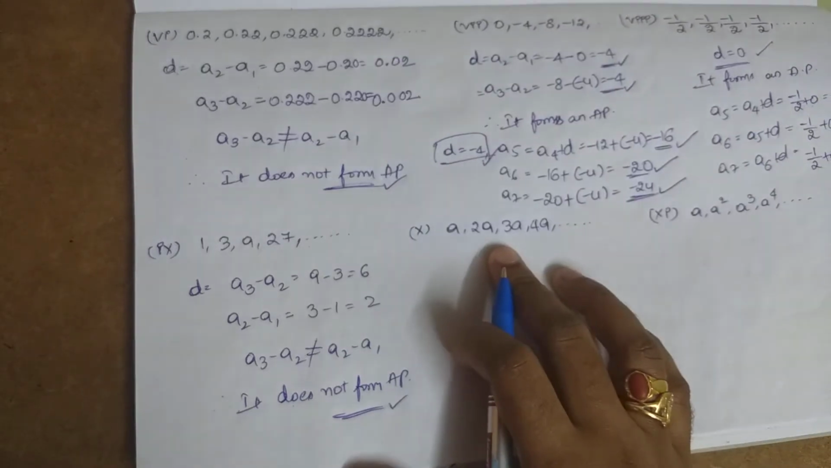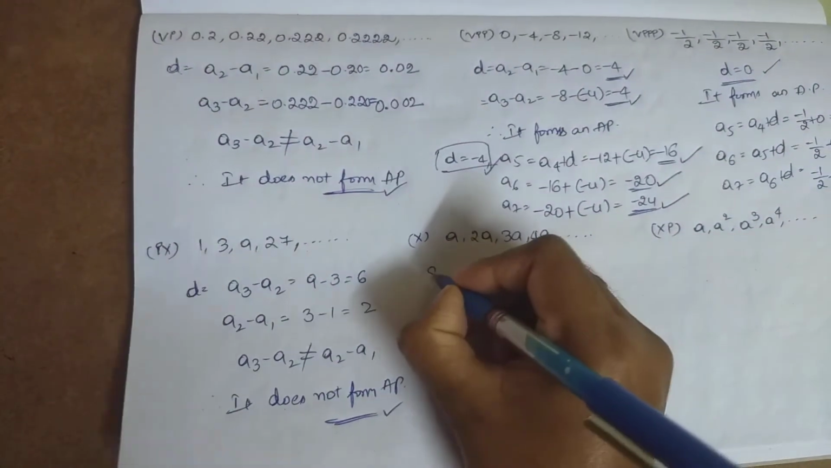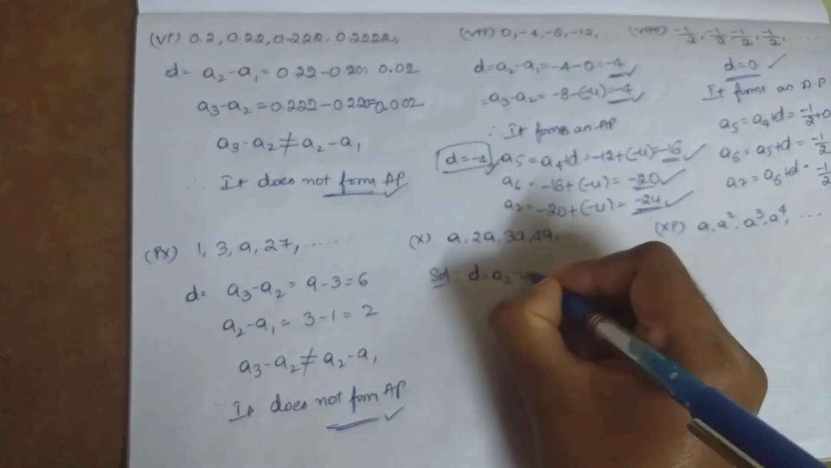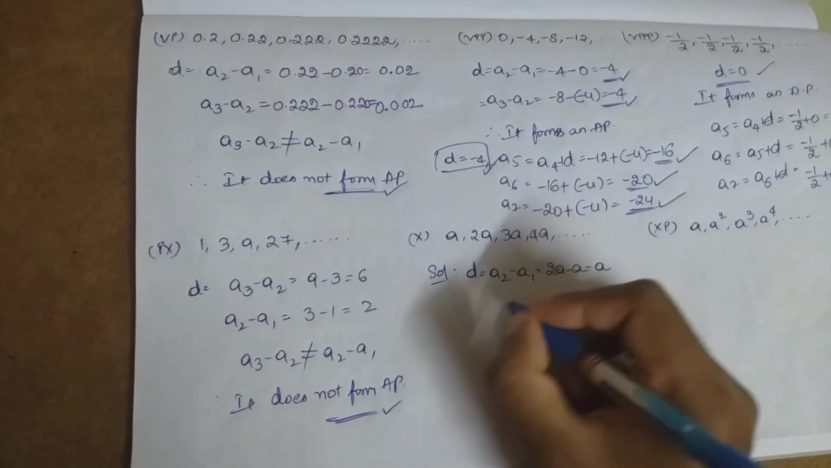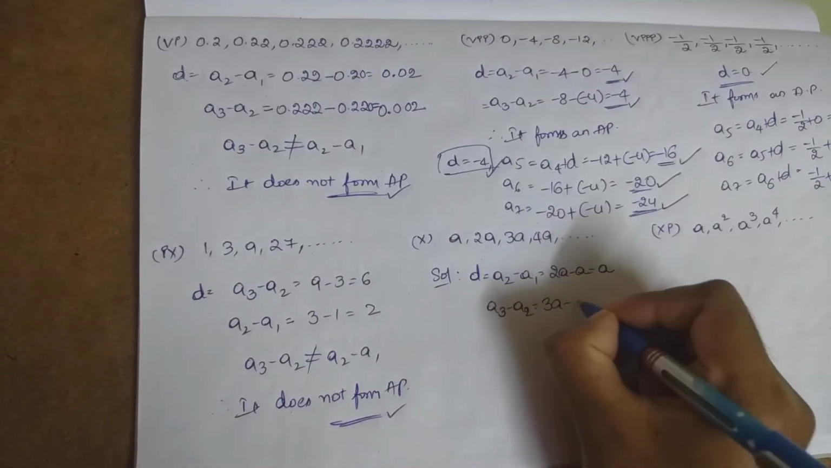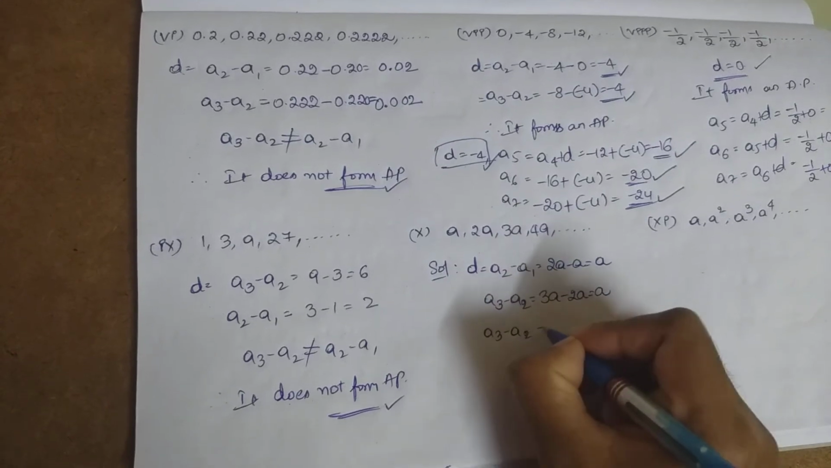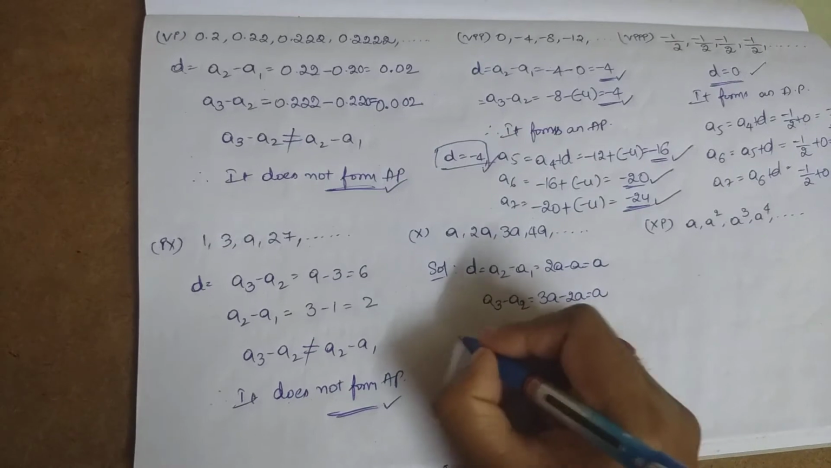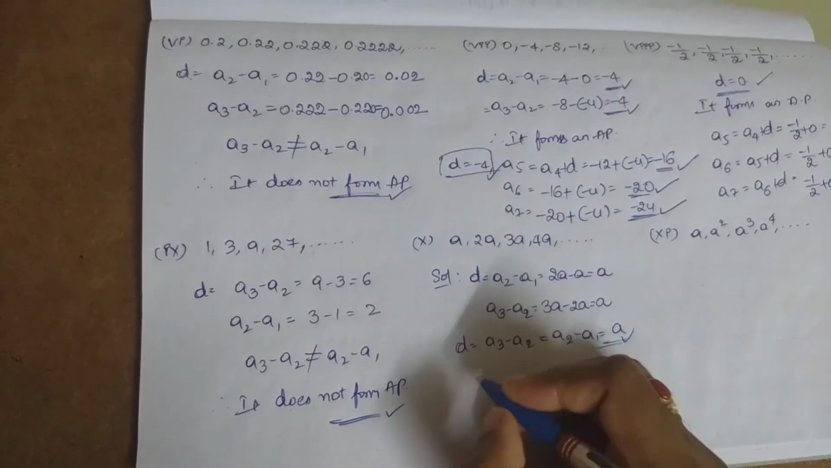So let's find the solution for sub question 10. First thing you have to do is find the common difference a2 minus a1. So 2a minus a will get what? It is a. Again a3 minus a2. It is 3a minus 2a, which is a. So here a3 minus a2 equals a2 minus a1. Okay, that is what the d value is, a. You got d value as a.